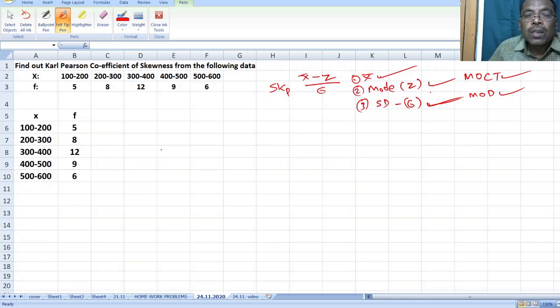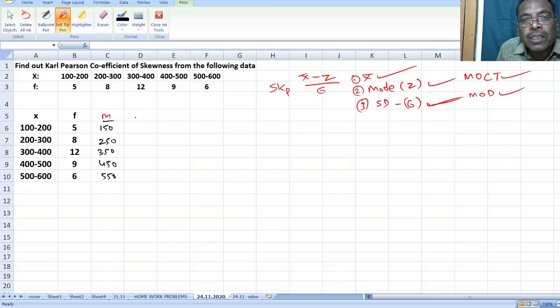Okay students, so first to find out arithmetic mean, you have to find out mid values. So mid values: 100 plus 200 is equal to 300, and you have to divide by 2. That comes to 150. In the same way, this one 250, this one 350, this one 450, and this one 550. And after finding mid values, you have to find out the deviations.